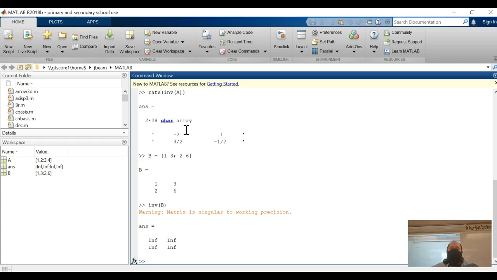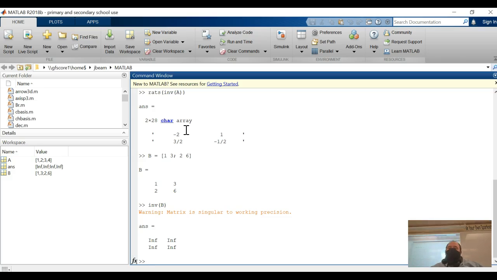So when it gives you that warning, that word singular means that it doesn't have an inverse. It sounds like a really weird way of saying that, but a matrix and its inverse form a pair. A matrix without an inverse doesn't form a pair, therefore it is singular. So this matrix B, 1, 3, 2, 6, doesn't have a pair. Okay, so it is a singular matrix.